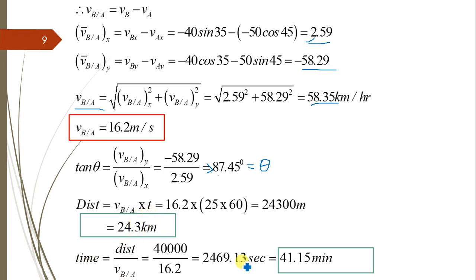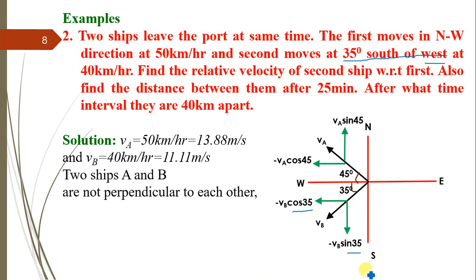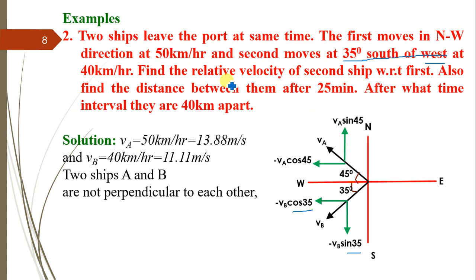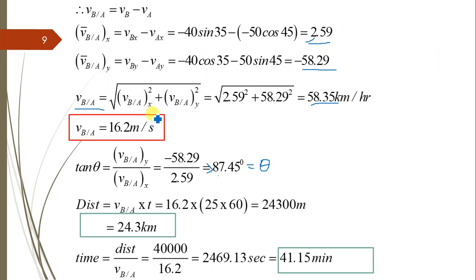Then one more question is asked, after what time interval they are 40 kilometer apart. So here the distance is given as 40 kilometer, but the time interval is asked, so that can be determined again. Time is equal to distance upon velocity. So 40,000 divided by 16.2 is nothing but 2469.13 second or 41.15 minutes.